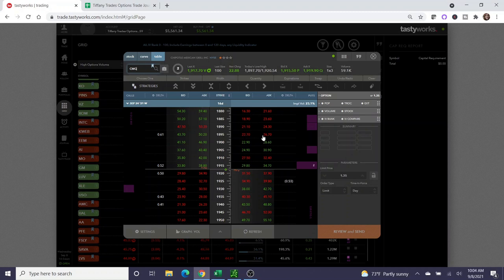Another example of wider bid and asks would be in Chipotle. I still have no idea why Chipotle is trading this much money. I don't even think it tastes that good, but, you know, I digress for just a quick second there. You can see that these are pretty wide bids and asks.